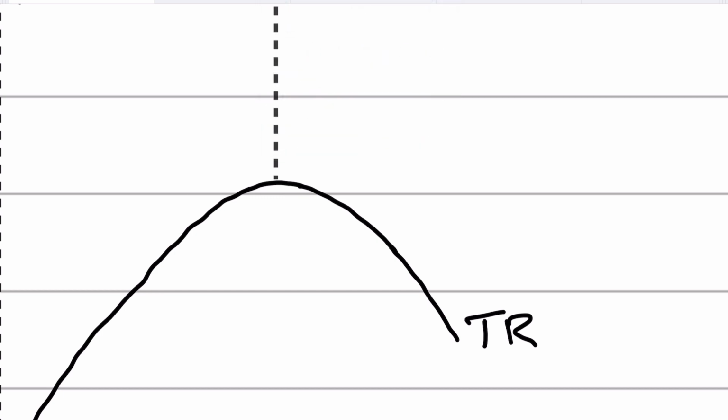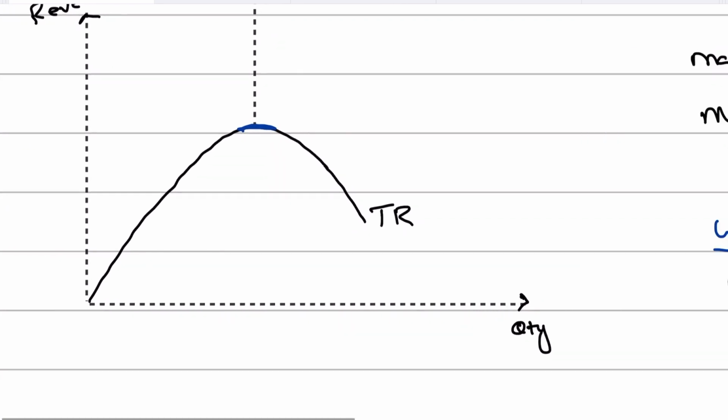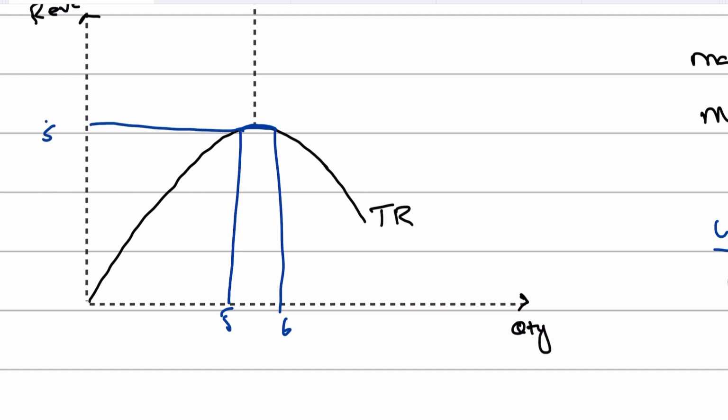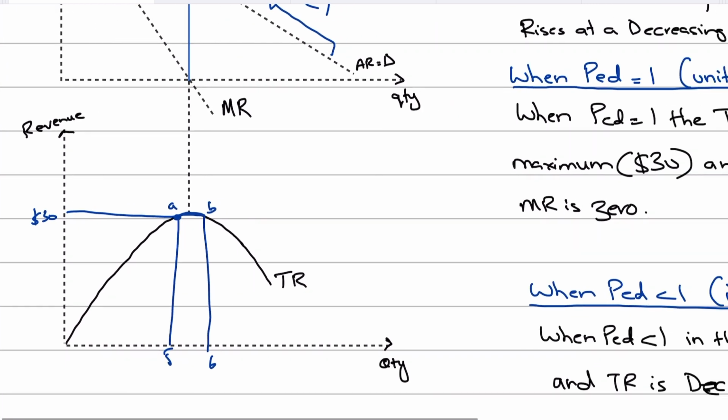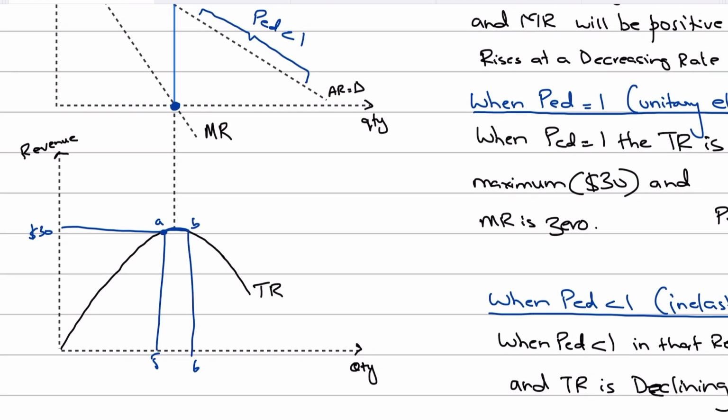It's sort of flat in this region, which is indicating that, let's say, if you were selling 5 units and then you were selling 6 units, your total revenue is, let's say, $30. And if you calculate the slope between these 2 points, point A and B, the slope of total revenue is marginal revenue, that will always be equal to 0. And that is why your marginal revenue is 0, right?